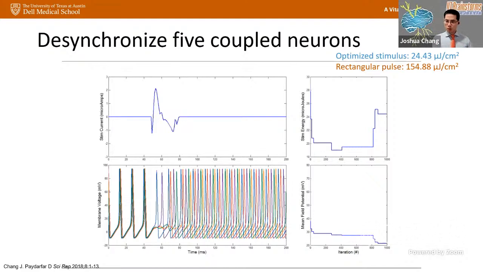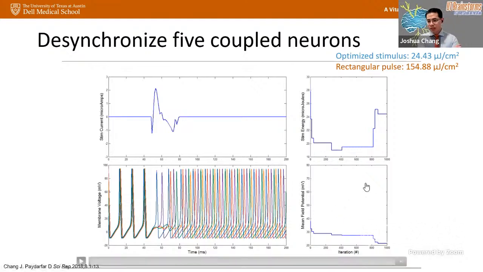And as I showed earlier, rectangular waveforms are still kind of the mainstay of most devices today. And so one of the hypotheses that we're exploring is this idea that by moving away from rectangular waveforms, can we minimize the energy necessary to achieve the same level of outcome for our patients?